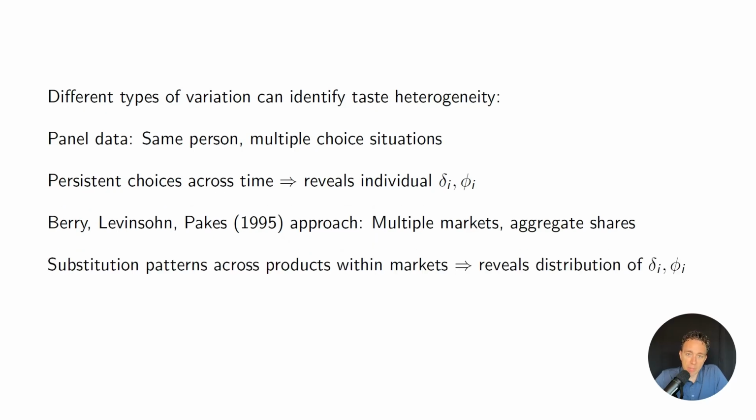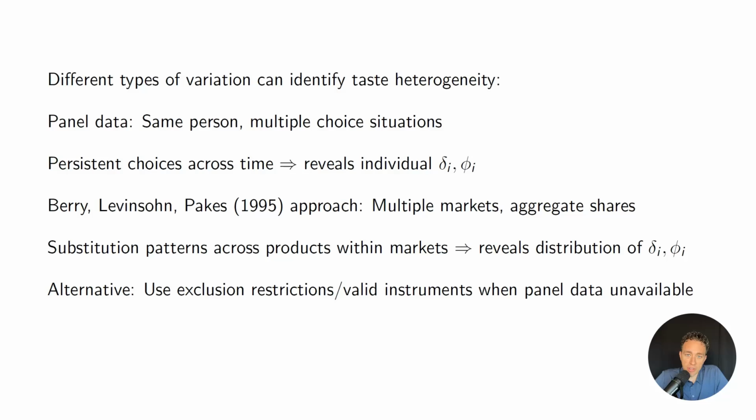We want to look at within market, just like with the panel data approach, we want to look at within individual across time periods. We want to look at within market across products. So if there's certain substitution patterns there, then we can infer the distribution of delta i and phi i. There's also other options if we have convincing instrumental variables or exclusion restrictions of some kind. We can use those to also pin down the permanent part of preferences as opposed to the idiosyncratic or noisy part. There's a lot of papers in industrial organization that talk about all these situations.